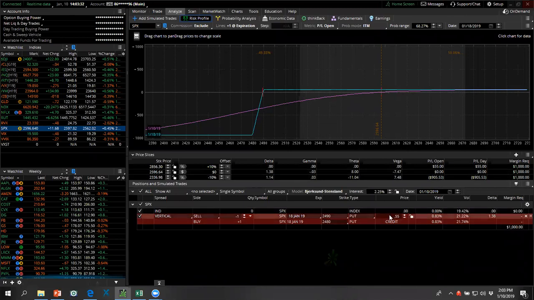Technically, it's a little bit less than that. It's $1,000 minus 55, and you see that over here when you look at the expiration line. That's $945. That's the maximum risk. But Thinkorswim is just saying they're going to take $1,000 margin for putting this trade on.